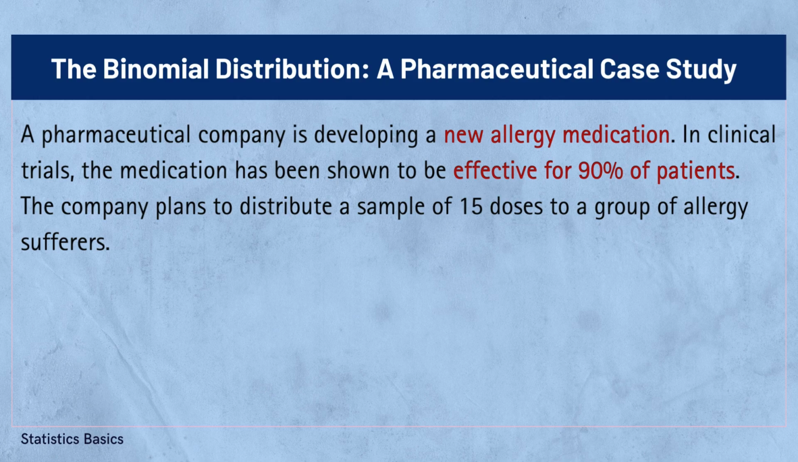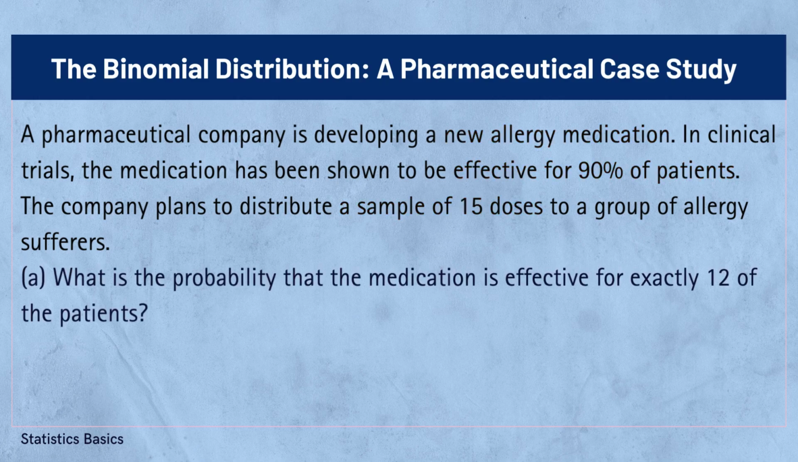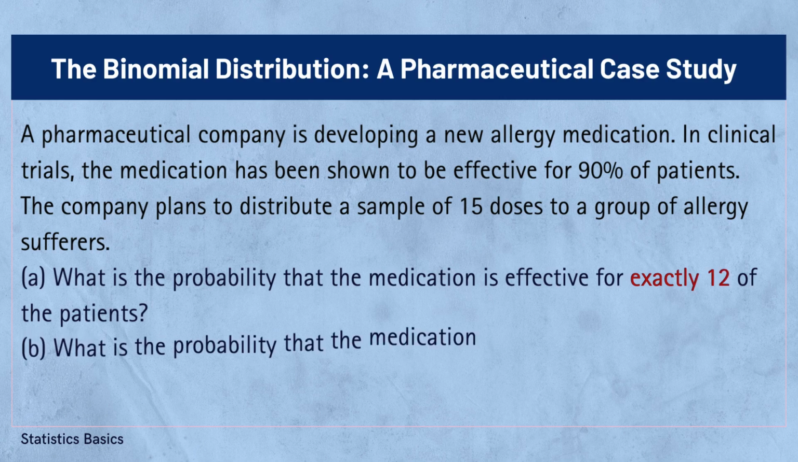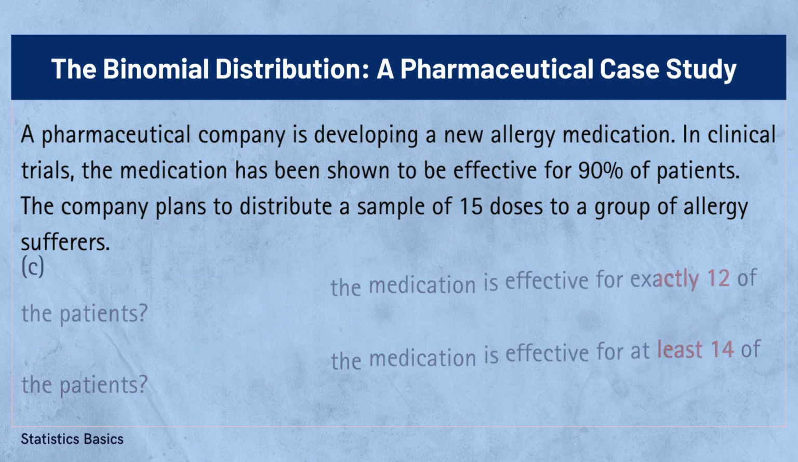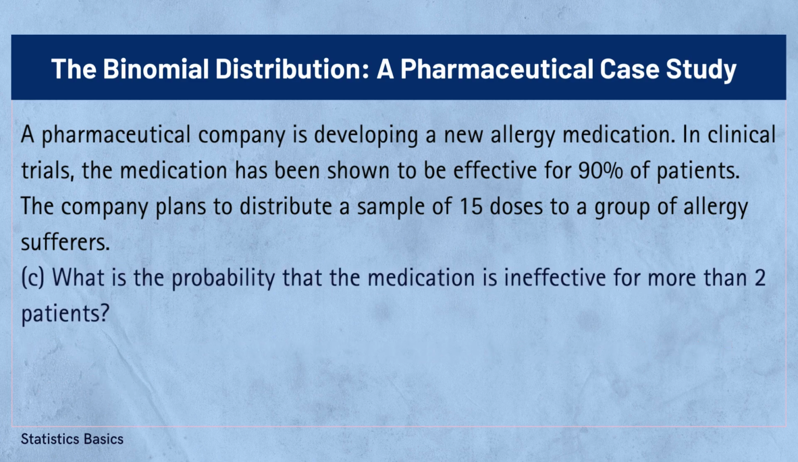However, before releasing the medication to the public, you decide to conduct a smaller-scale test with a sample of 15 patients. This sample test raises several questions that can be answered using binomial probability, like: what is the probability of the medication working for exactly 12 out of the 15 patients? What is the probability of it working for at least 14 patients? What is the probability that the medication fails for more than 2 patients?